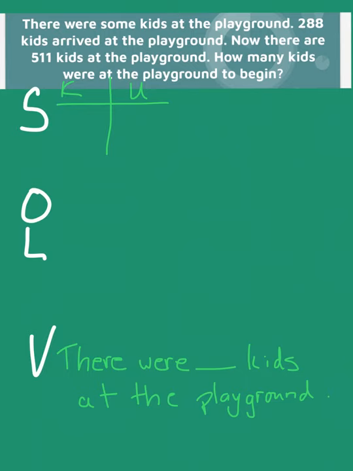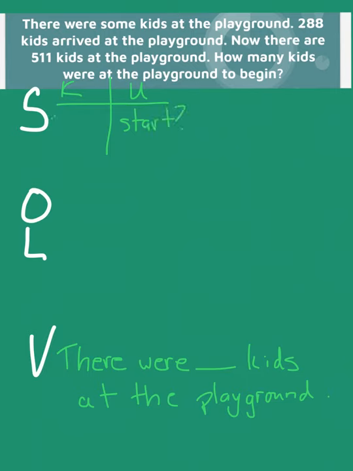There were some kids at the playground. 288 kids arrived at the playground. Now there are 511 kids at the playground. How many kids were at the playground to begin? So our unknown is our start. We don't know what we started with.